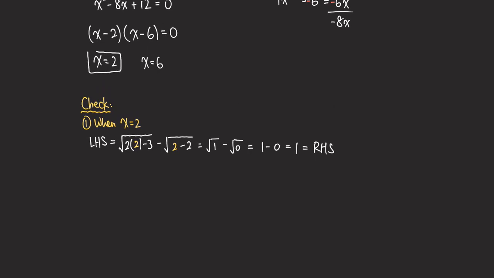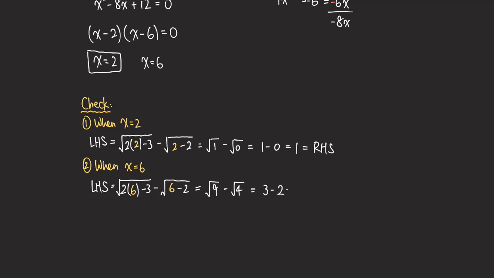So this answer is good. Now we are going to check the second one, when x is equal to 6. We do the same thing here, and this time we plug in the 6. Then do the calculation: 2 times 6 is 12, minus 3 is 9, so we get the square root of 9. Minus, this is 4, so the square root of 4. So we get 3 minus 2, which is also equal to 1. And that is also equal to the right-hand side. So this answer also works.